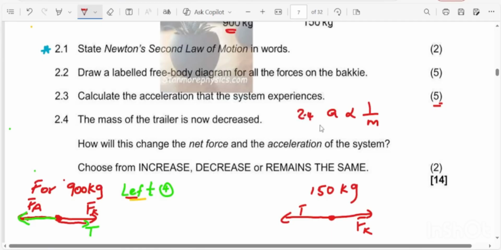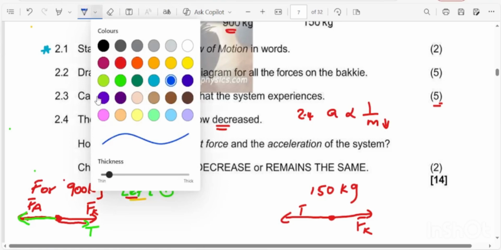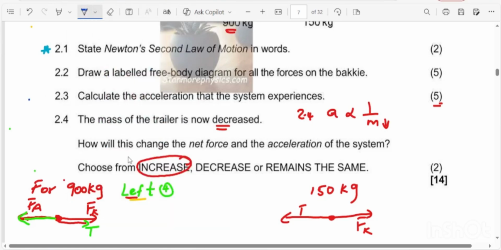So now, if the acceleration increases, what happens to the mass? The mass will decrease. Now they say that the mass of the trailer is now decreased. What will happen? We are decreasing the mass. If the mass decreases, the acceleration will increase. So the answer for 2.4 is increase. You answer that using Newton's law. This is 2.4. It increased. Why? Because the acceleration is inversely proportional to the mass.